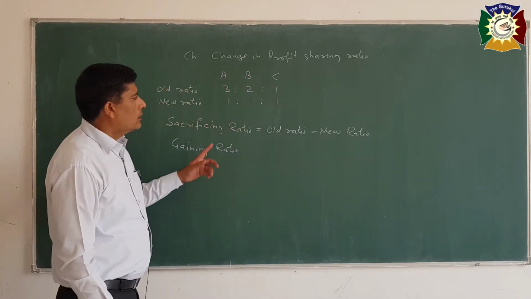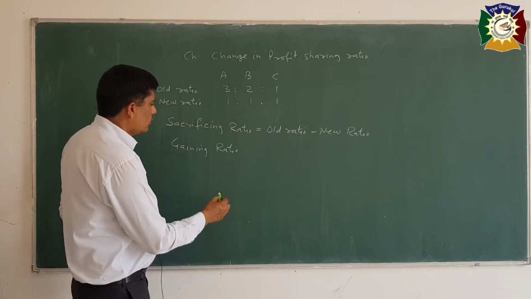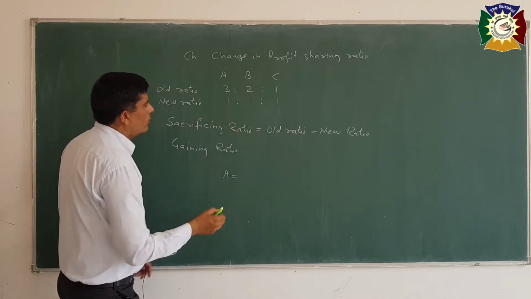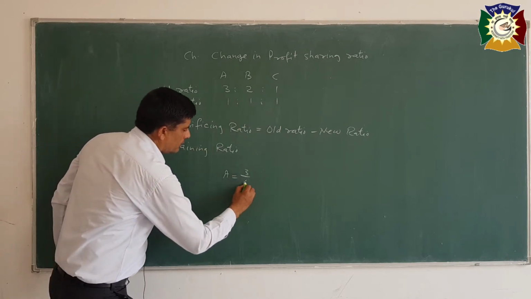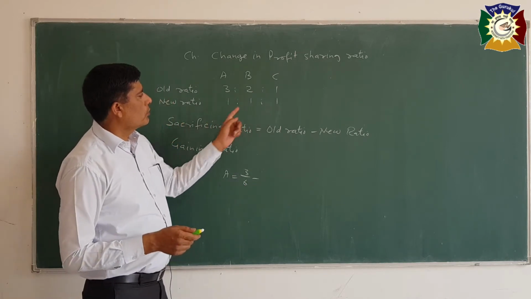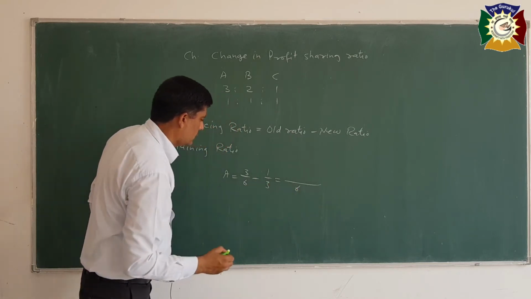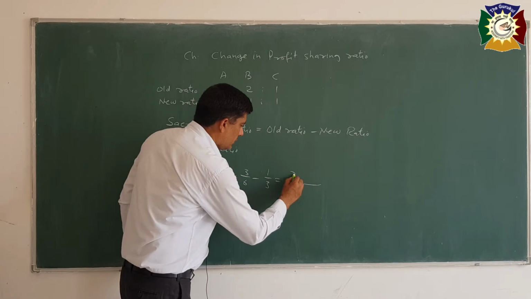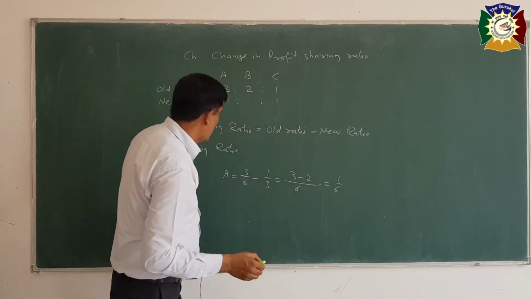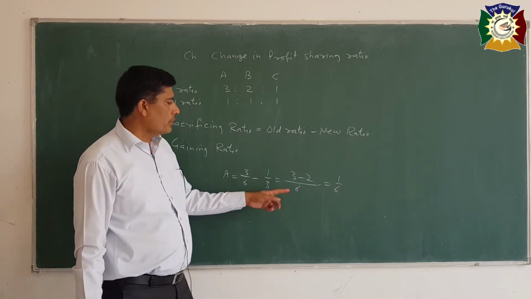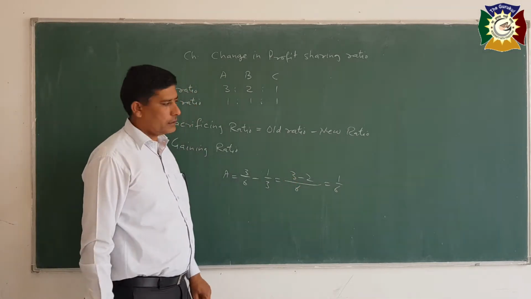See here, the old shares of partners are 3 to 2 to 1. So in case of A, old share is 3 upon total 6, 3 by 6, minus new share is 1 upon total, 1 by 3. LCM 6. So here 3 minus 2, that is 1 by 6. So A will sacrifice from his total share 1 by 6 in favor of others.